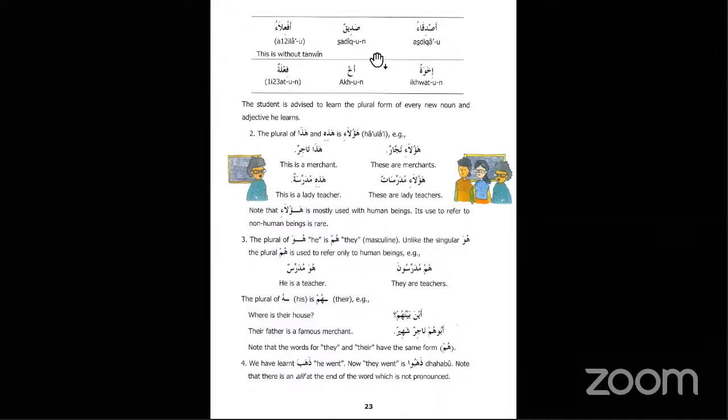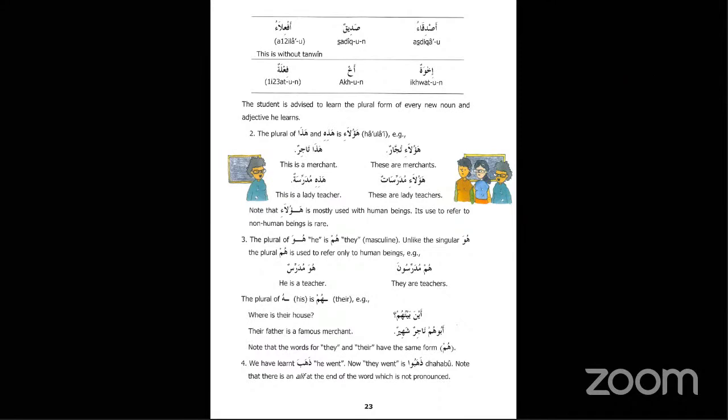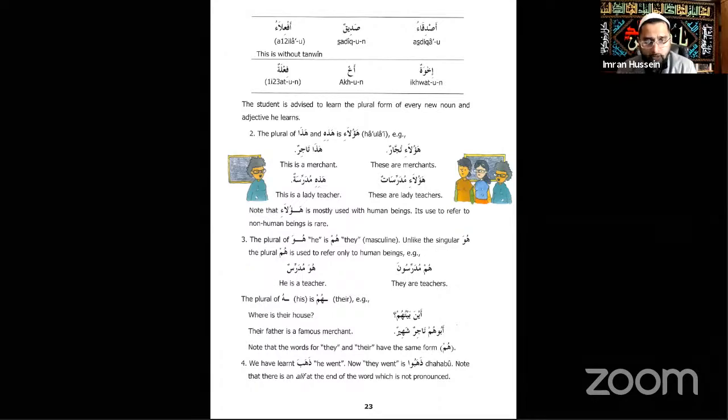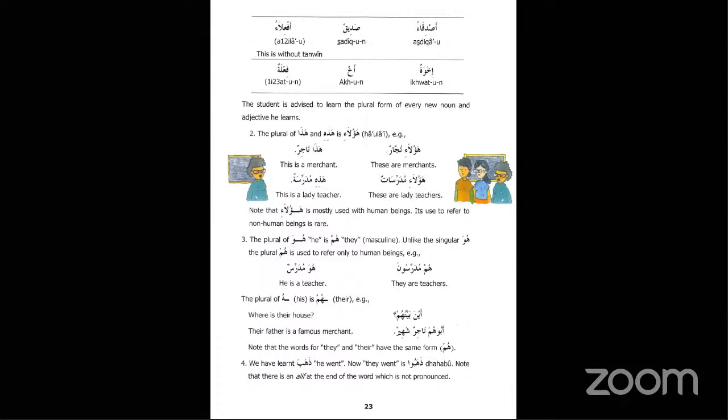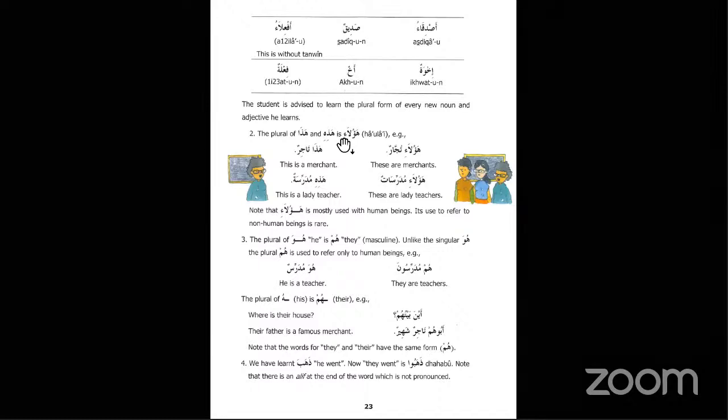Alaikum assalam. These are some other ones on this page 23. It says Sadiqun. What does Sadiqun mean? Siddiqun is friend and Asdeka'u is friends. Correct. And Fa'ilatun: Akun is brother and Ikhwatun is brothers. Excellent.